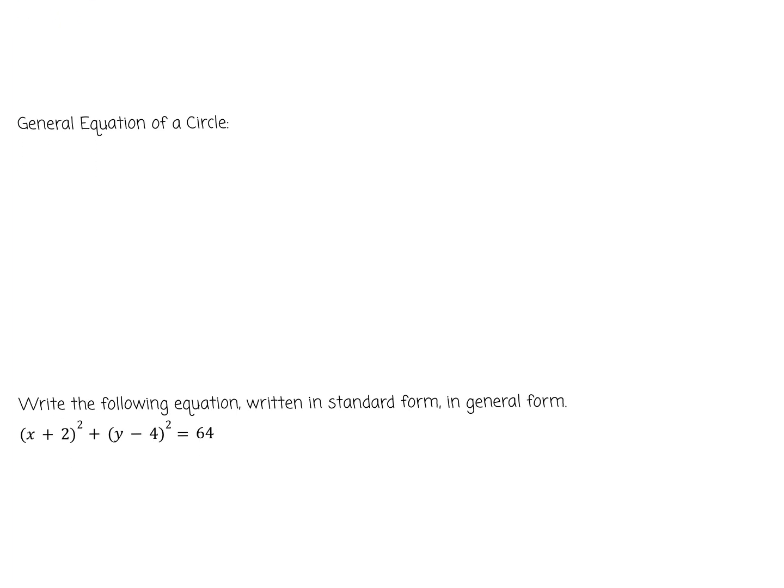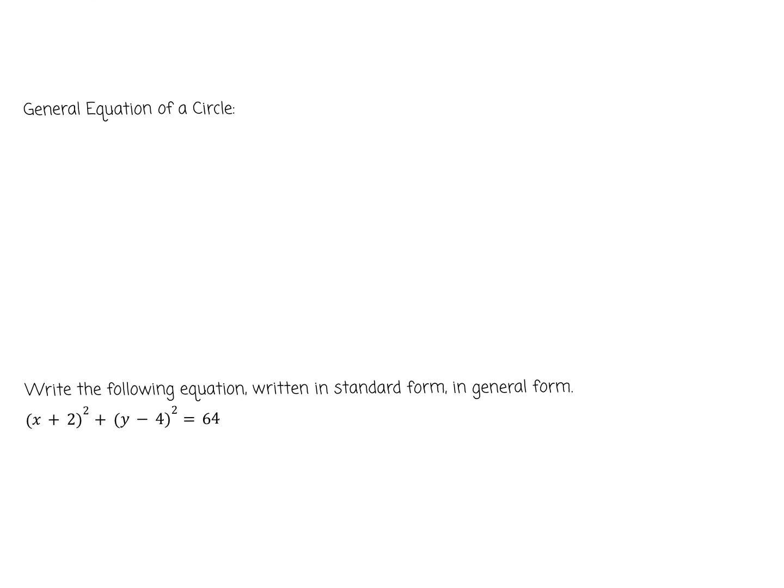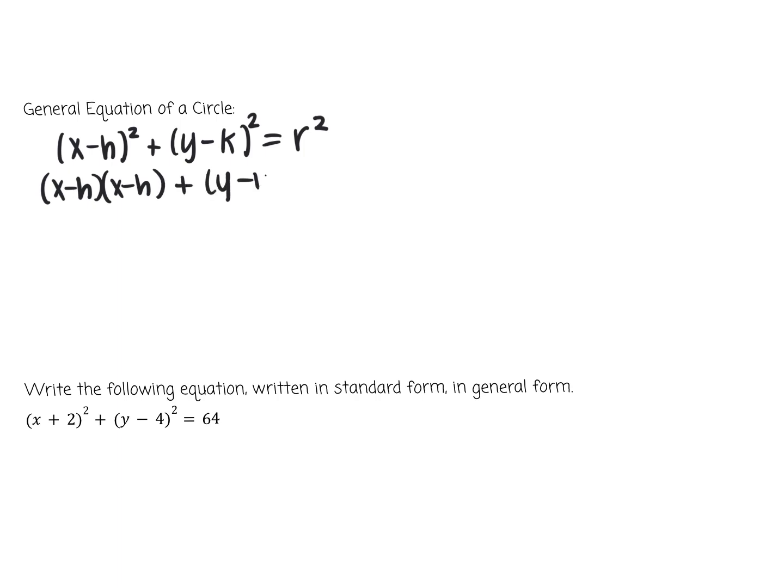The next thing we're going to discuss is something called the general equation of a circle. So if you have an equation in standard form, (x minus h) squared plus (y minus k) squared equals r squared, general form says that you take that standard form, write out x minus h and y minus k, subtract the r squared, and set it equal to 0.